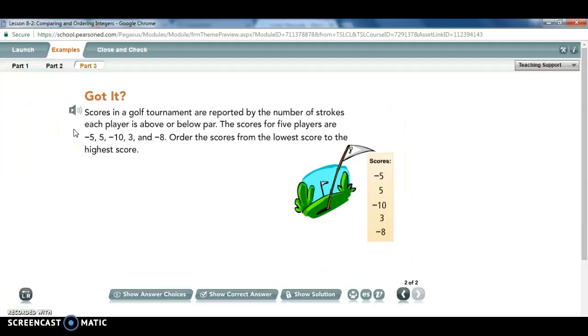And here's our last got it problem. Scores in a golf tournament are reported by the number of strokes each player is above or below par. The scores for 5 players are -5, 5, -10, 3, and -8. Order the scores from the lowest score to the highest score. It will be one of these answers. So you're doing it from lowest score to highest score.